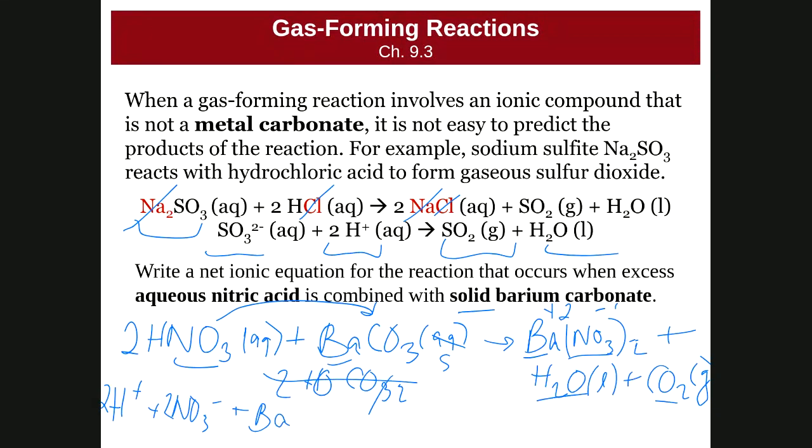It's insoluble because most carbonates are, and barium is not an exception. And we're reacting to form barium nitrate. All nitrates are soluble, so barium nitrate is soluble. So I'm going to form barium ion, 2 nitrate ions, and water and carbon dioxide.